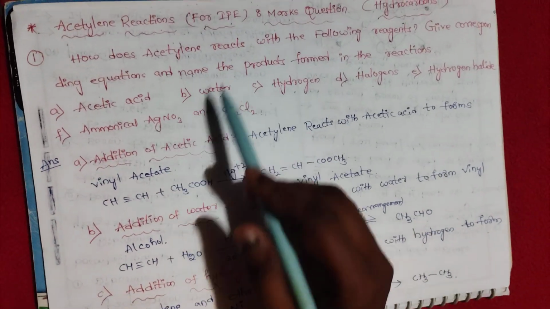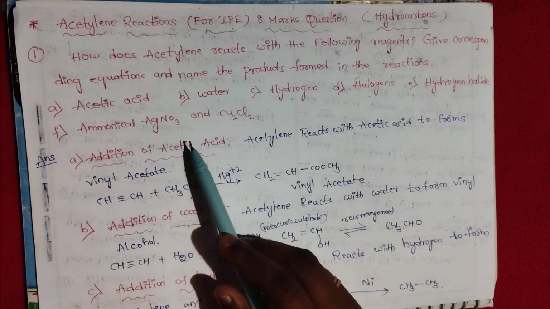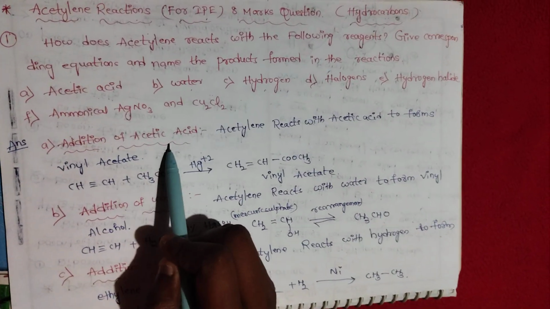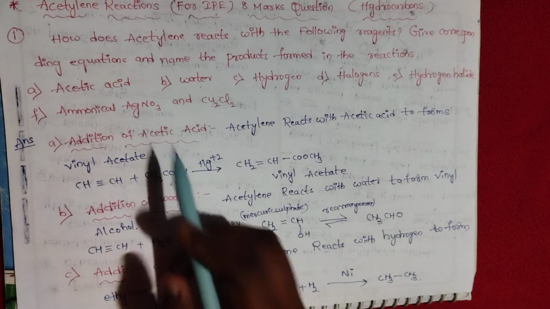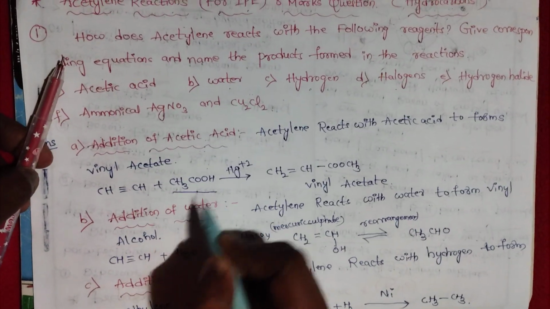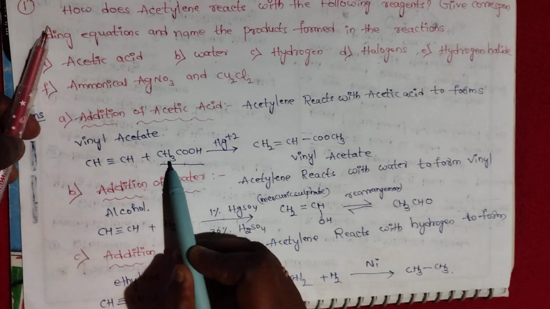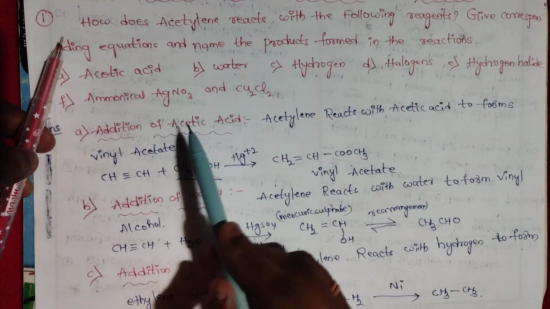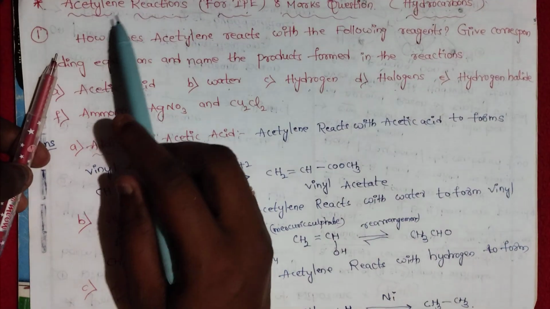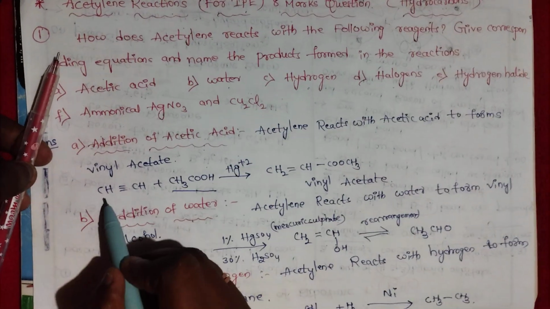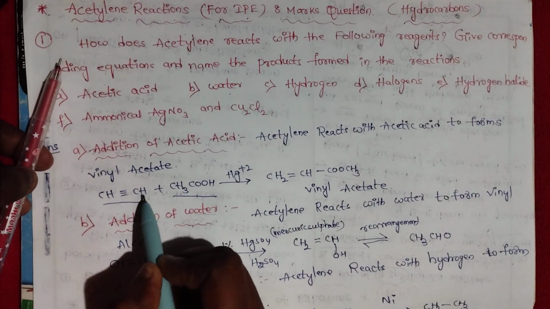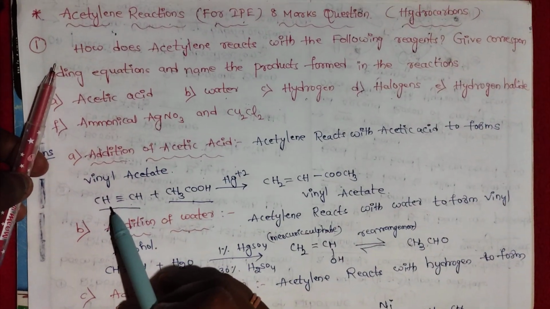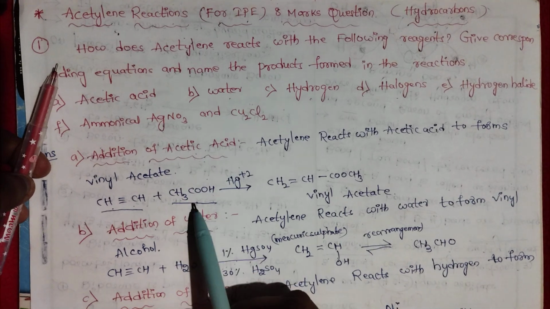To explain how these reagents react with acetylene, the first reaction is addition with acetic acid. The formula of acetic acid is CH3COOH. Before that, what is the formula of acetylene? CH triple bond CH. This is called acetylene. So acetylene reacts with acetic acid.